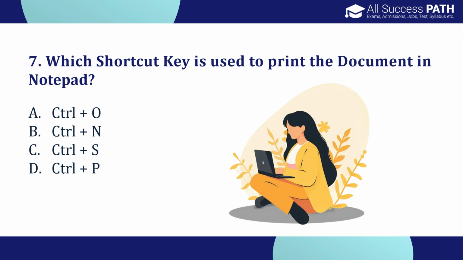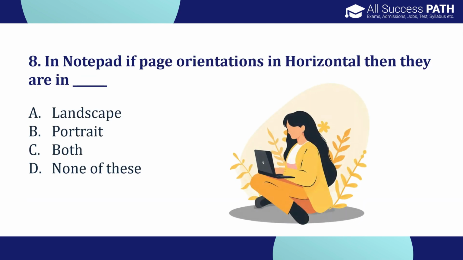Question 7. Which shortcut key is used to print a document in Notepad? The options are A. Ctrl+O, B. Ctrl+N, C. Ctrl+S, and D. Ctrl+P. The correct answer is D. Ctrl+P.